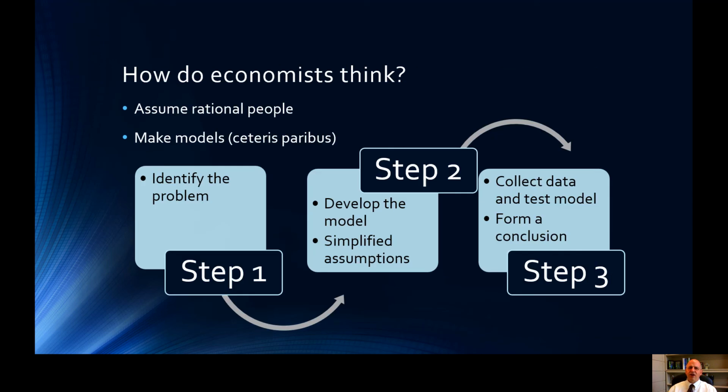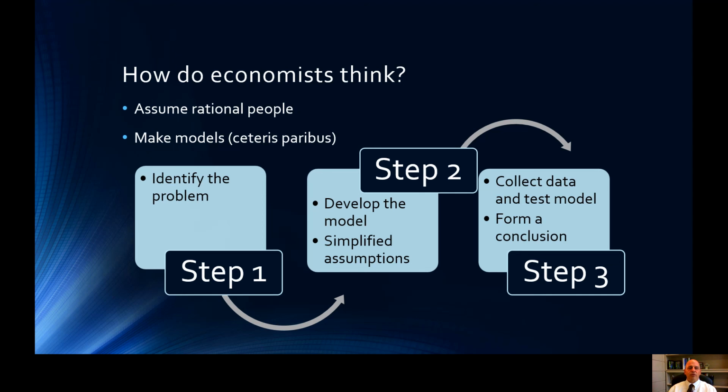So how is it that economists actually think about the world? We make several assumptions, and one of those assumptions is that people behave rationally, that people tend to make decisions that they believe would benefit themselves more than any cost that might be associated with those decisions. We tend to believe in rational decision making. And then we often build models as a way to examine the implications of the decisions that are made.